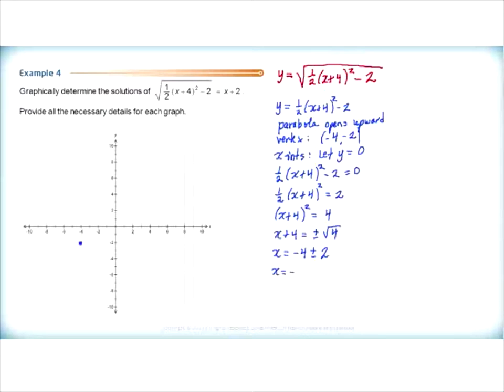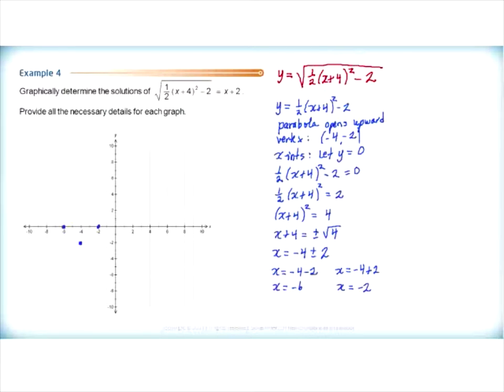Solving for x, x equals -4 plus or minus 2. So one x-intercept occurs at -4 minus 2, which is when x is equal to -6. And the other x-intercept will occur at x equals -4 plus 2, which is when x is equal to -2.